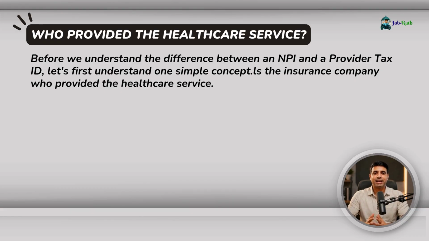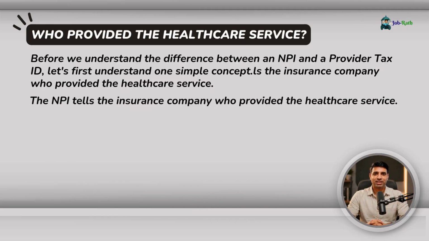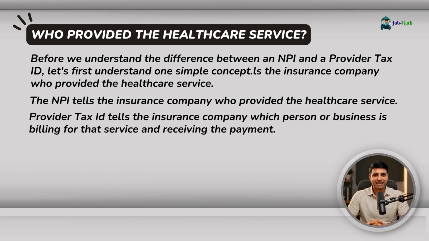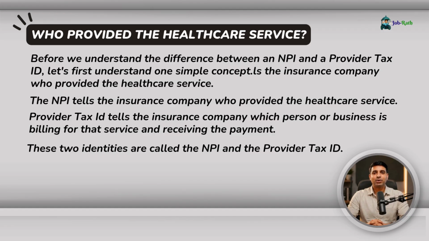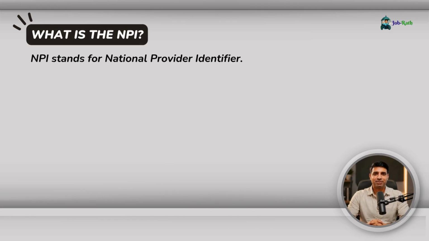That's why every healthcare provider has two important identities. The first identity tells the insurance company who provided the healthcare service. The second identity tells the insurance company which person or business is billing for that service and receiving the payment. These two identities are called the NPI and the provider tax ID. Let's start with the NPI.